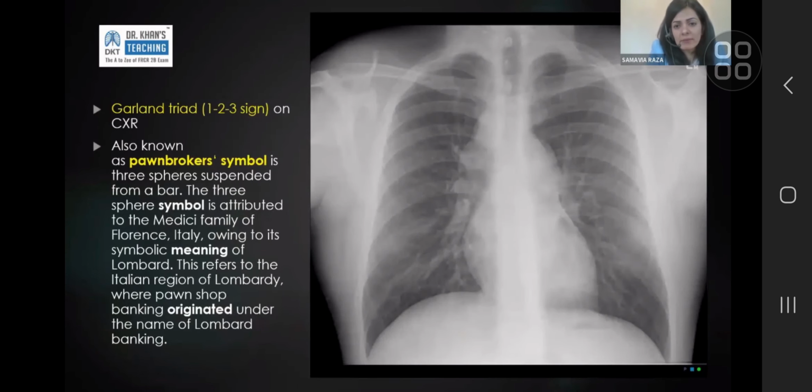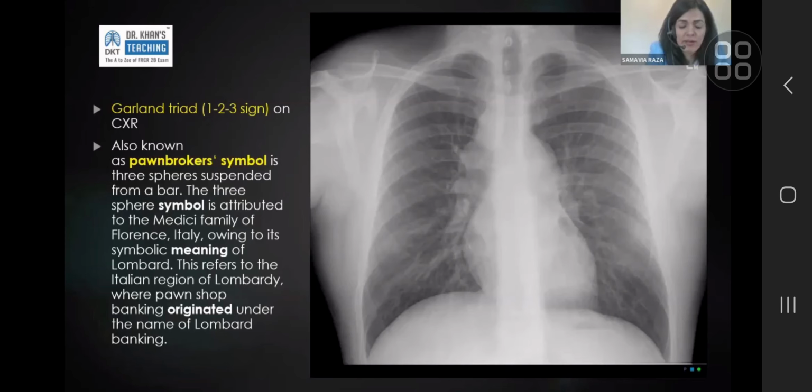This is called the 1-2-3 sign, or the typical chest X-ray that you will see. This will typically be in a young patient, early 30s, a fit young man presenting with non-specific symptoms of lethargy, malaise, maybe low-grade fever. A very smart respiratory physician has done a serum ACE level, and that is increased, and that is what a chest X-ray looks like.